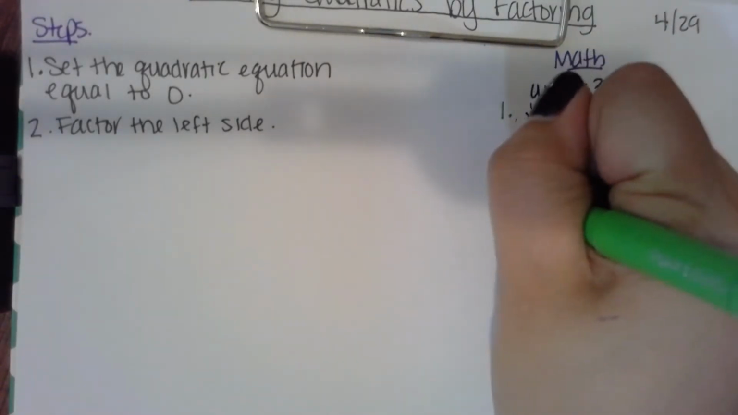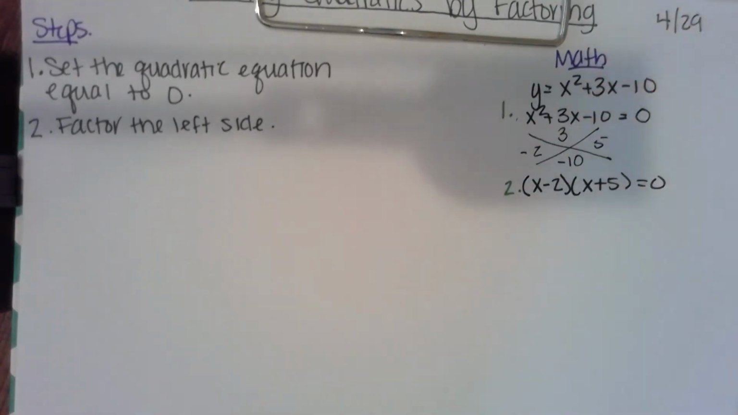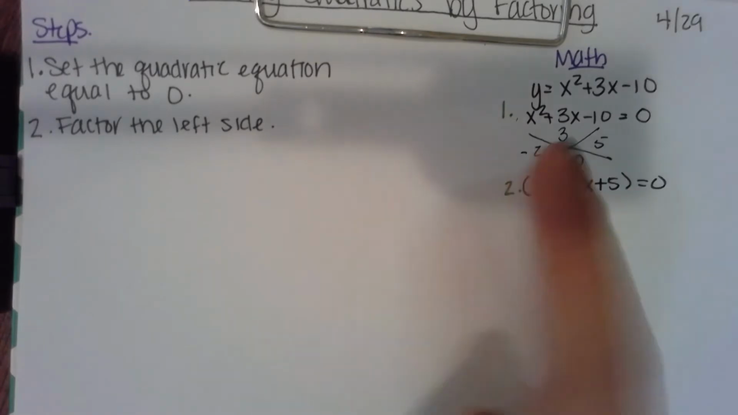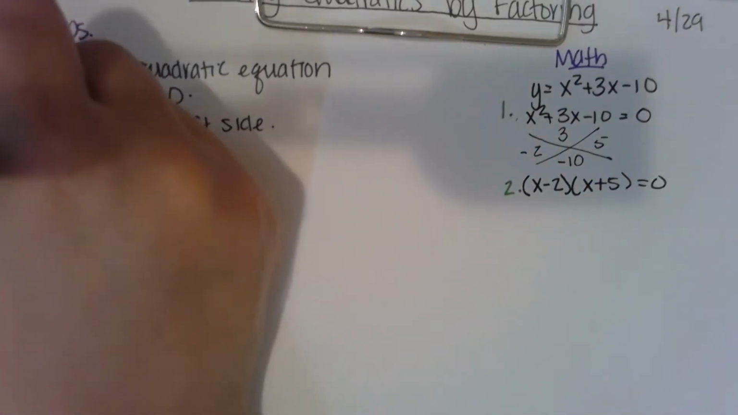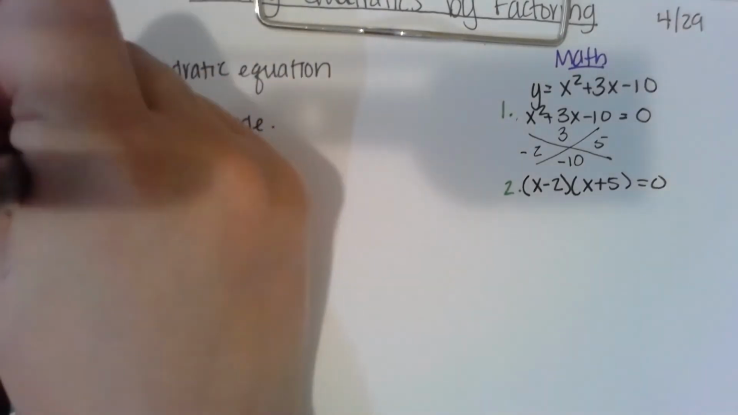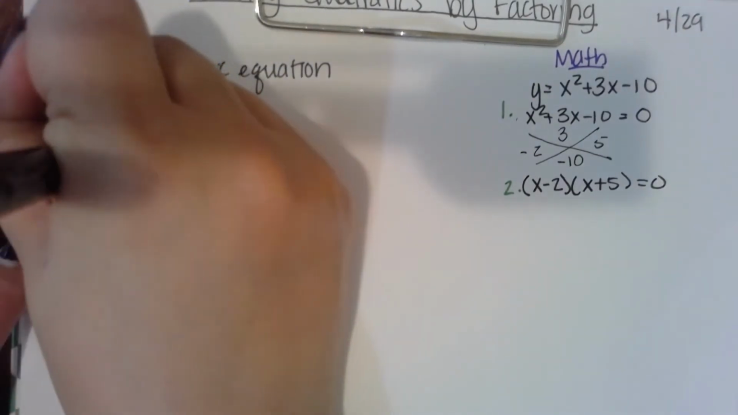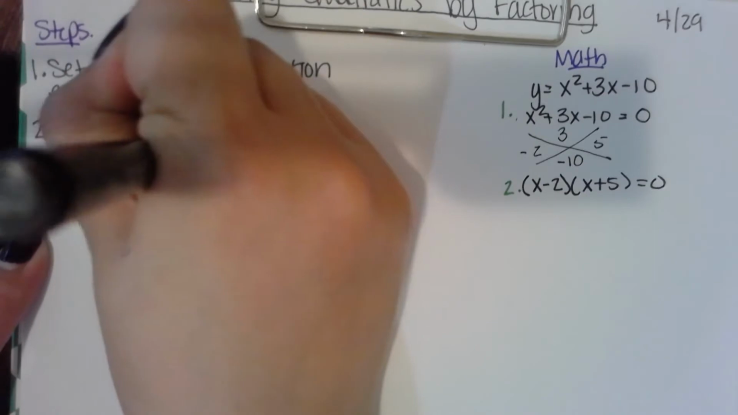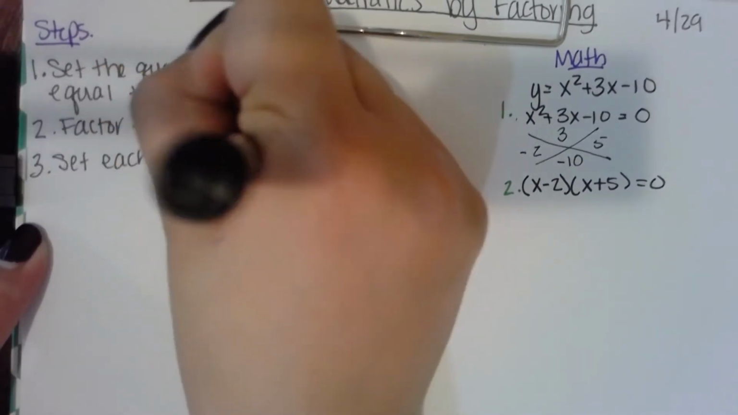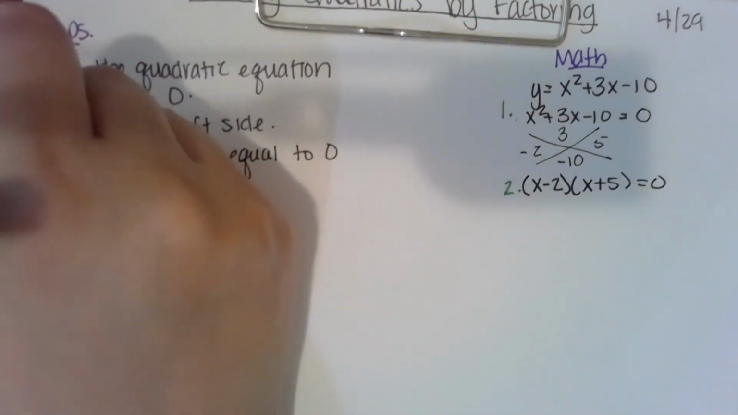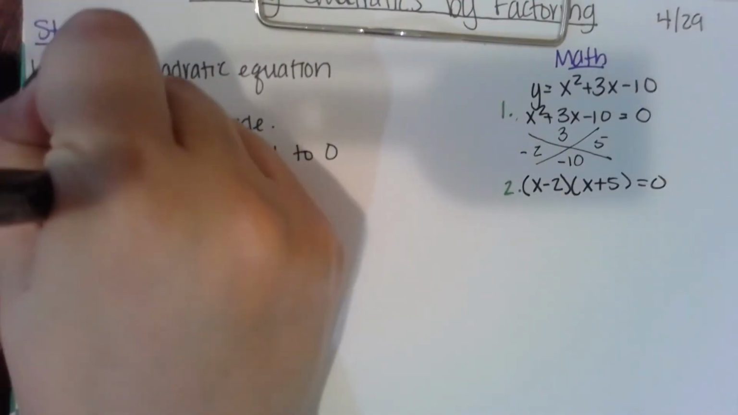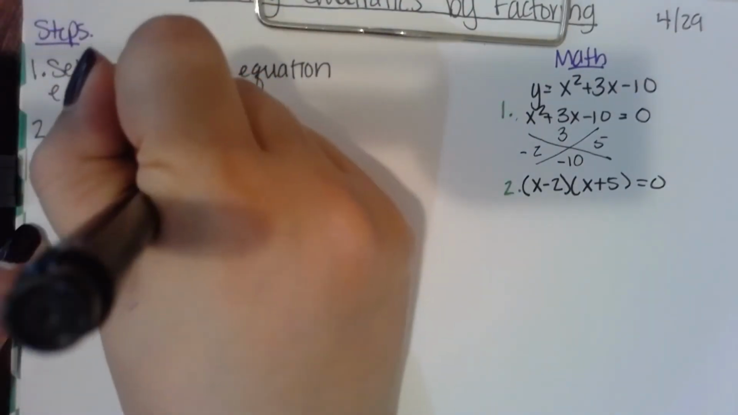And this is step number 2: you want to rewrite the equation in its factored form. You could have written x plus 5 on the left and x minus 2 on the right. You could have switched these two. That's perfectly fine. Either of the two works. So then number 3 says to set each factor equal to 0 and solve each factor for x.